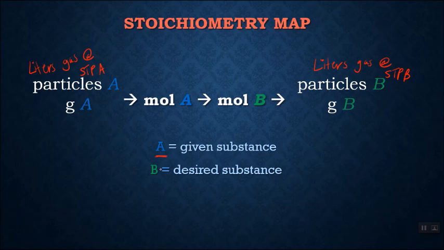Now A is for the given substance, B is for the desired substance. So you can start anywhere on this map, like you could start with the grams of A and then work to moles of B. You could start with moles of A and work to particles of B. We're going to use the map to help us figure out where we need to start, where we need to end.